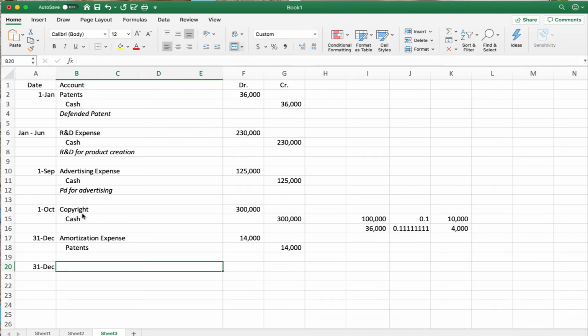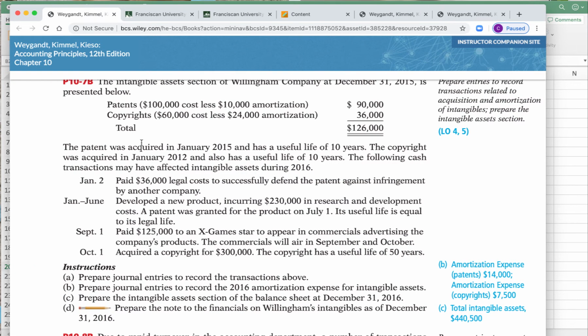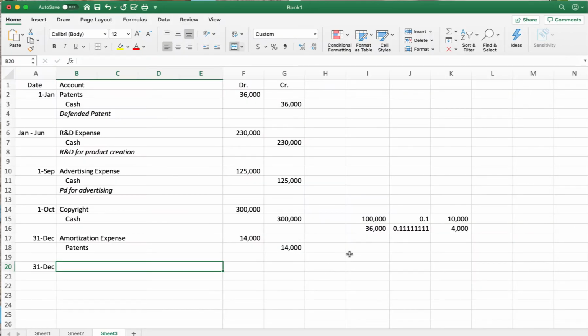December 31, okay? So what kind of copyrights do we have? Well, let's think about this. We have the original copyright of $60,000 that we purchased that has a useful life of 10 years, okay? So now we're going to look at the copyrights. So what do I need to book? Well, it's kind of the same thing, right?